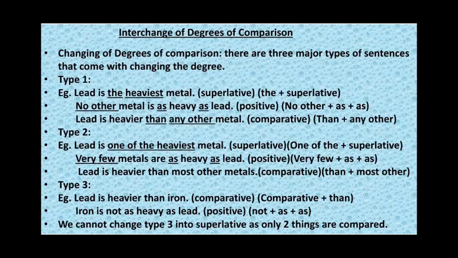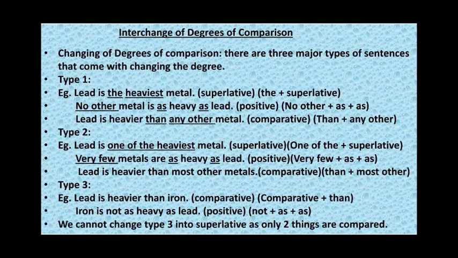So children, in all the three types, if you have noticed the positive degree, in the first we had no other. So only the first words are differing, but the second part of the words are the same, that is as plus as. See, in the first type we have no other plus as plus as. In type 2 we have very few plus as plus as. And in type 3 we have not plus as plus as.